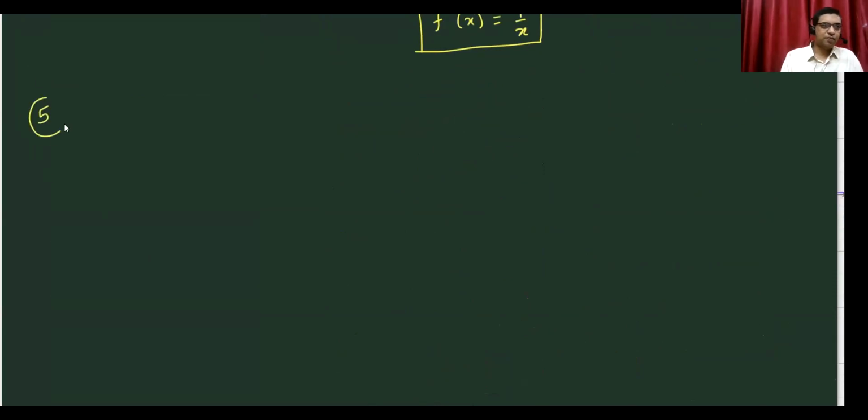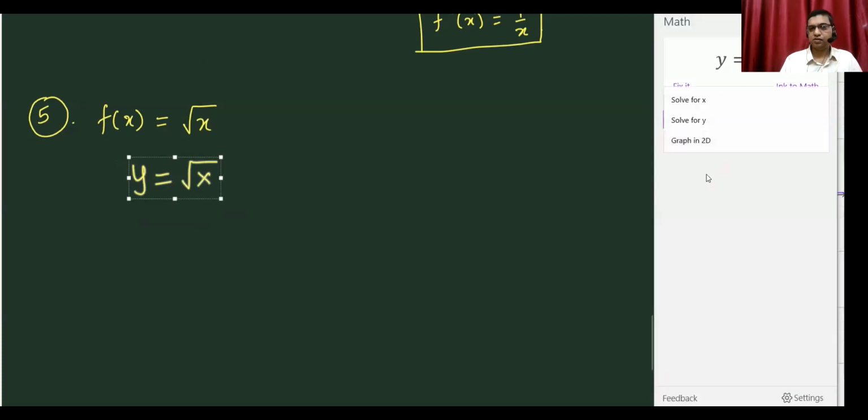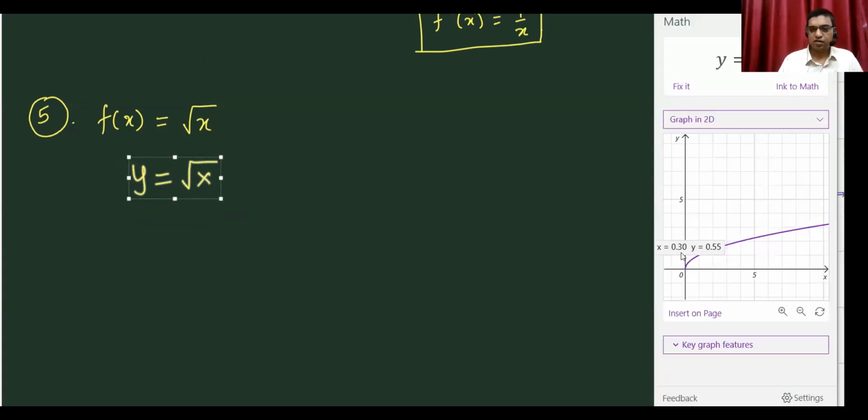Next, fifth one. F of x is equal to, now we are coming to irrational functions. F of x equal to root of x. All right. Y equal to square root x. Let us see. So see the graph.